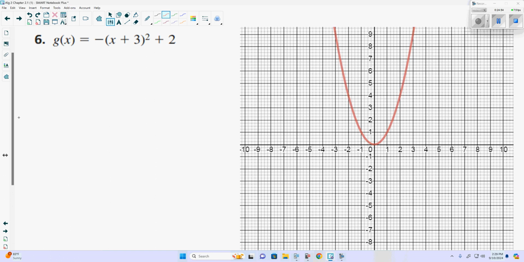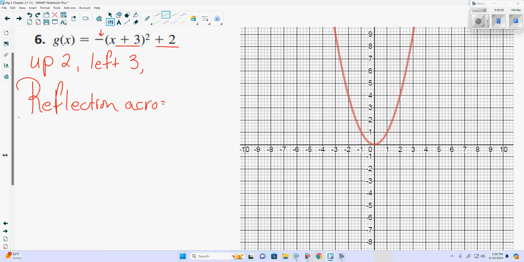We have 3, because our first transformation we have here is the negative, plus 3, plus 2. So let's do the plus 2. So we'll move it up 2. The plus 3 inside would be to the left 3. So the up 2 we feel good with. That's what we started with. The plus 3 is moving it left 3.